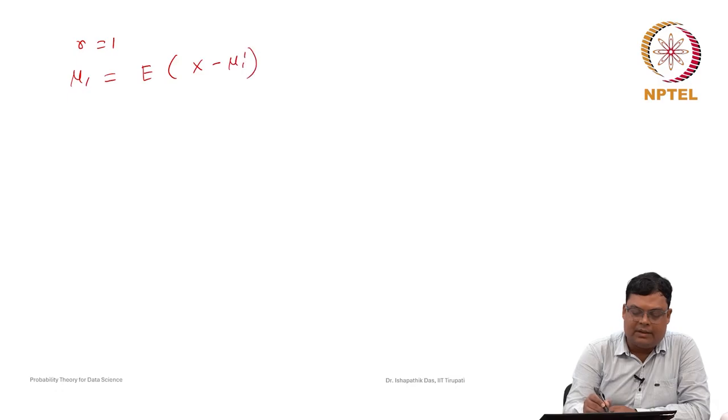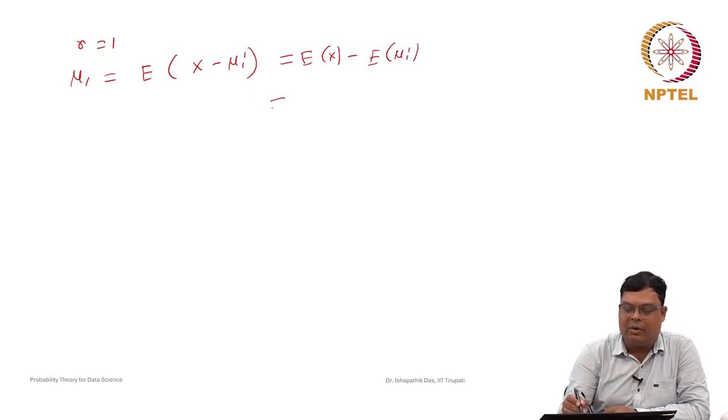So, for the central moment, if you put r is equal to 1, then what is mu 1? Mu 1 is nothing but the expected value of X minus mu 1 dash whole to the power 1. Some of the results we require we will show later. So, it will be the expected value of X minus the expected value of mu 1 dash. Now, mu 1 dash is a constant, so it is nothing but mu 1 dash minus mu 1 dash, because the expected value of a constant is the constant, so that we will again show. So, this is equal to 0.